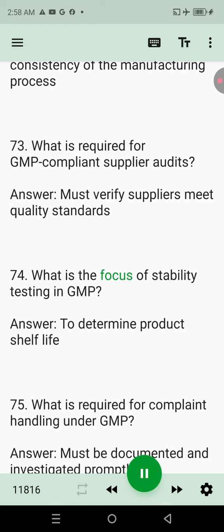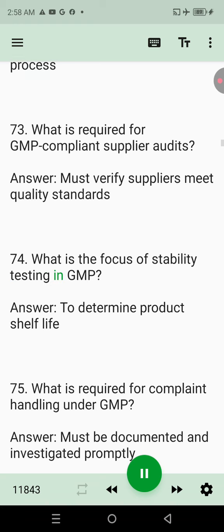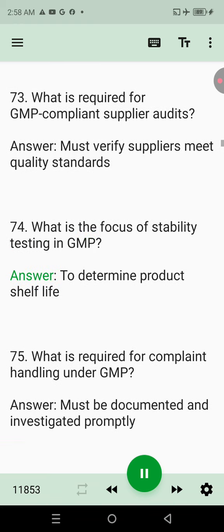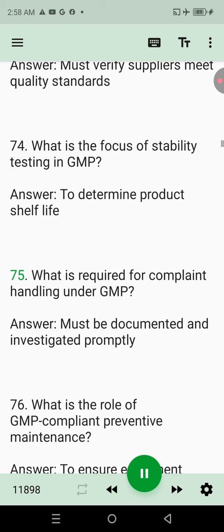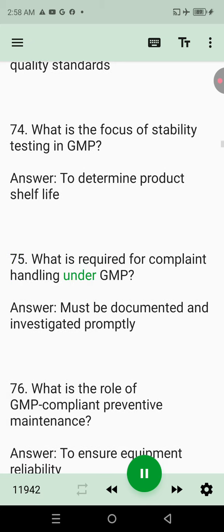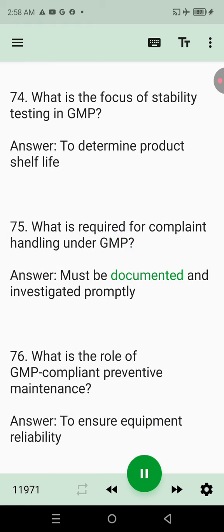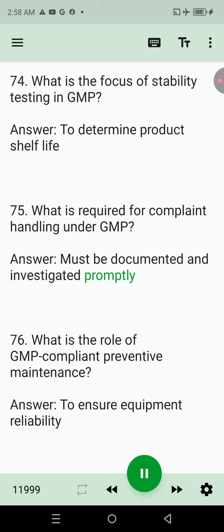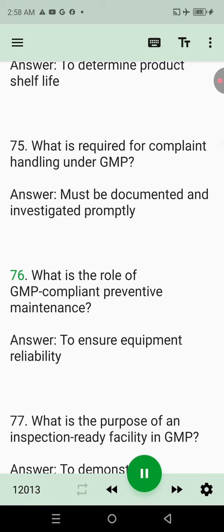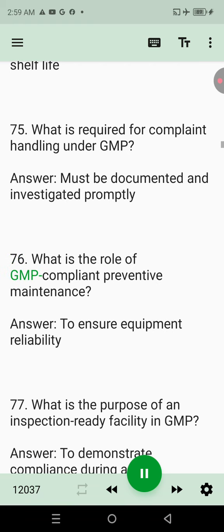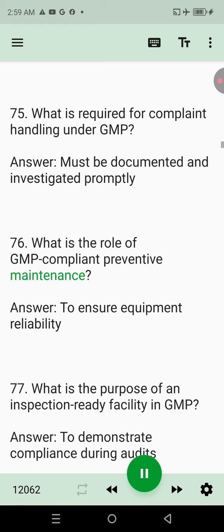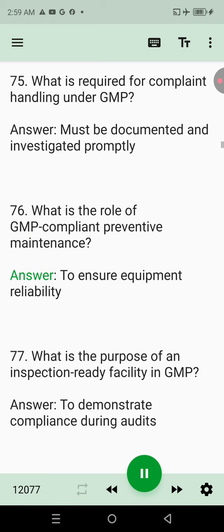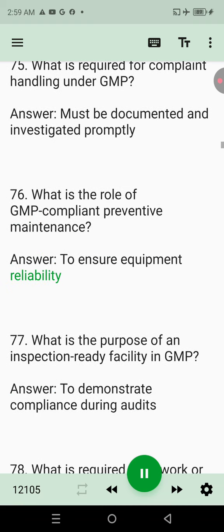74. What is the focus of stability testing in GMP? Answer: To determine product shelf life. 75. What is required for complaint handling under GMP? Answer: Must be documented and investigated promptly. 76. What is the role of GMP-compliant preventive maintenance? Answer: To ensure equipment reliability.